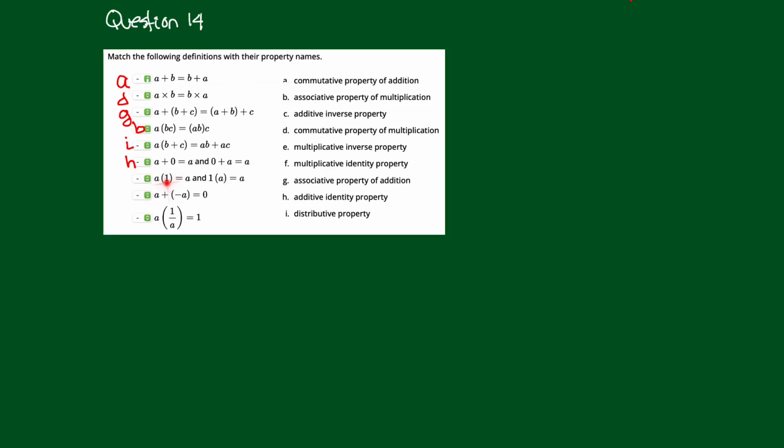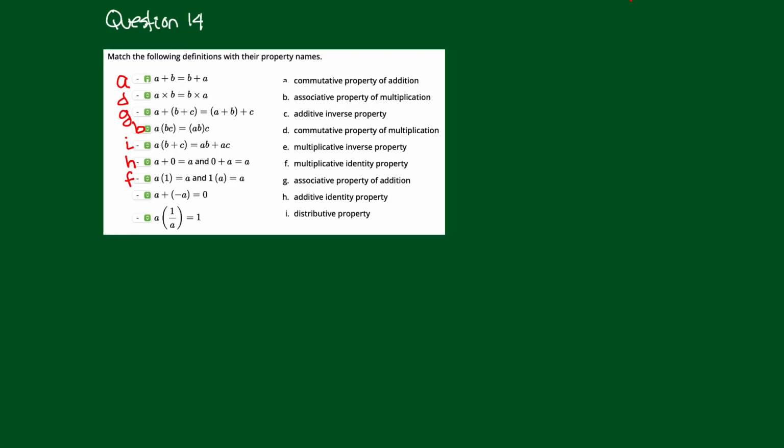A times 1 equals A. 1 times A is equal to A. So I'm multiplying A by some number, and I'm getting A back. So I'm retaining the identity. This is the identity property of multiplication, or the multiplicative identity. All right, do we see that over here? Here it is, F, multiplicative identity property. So this one's going to be F.